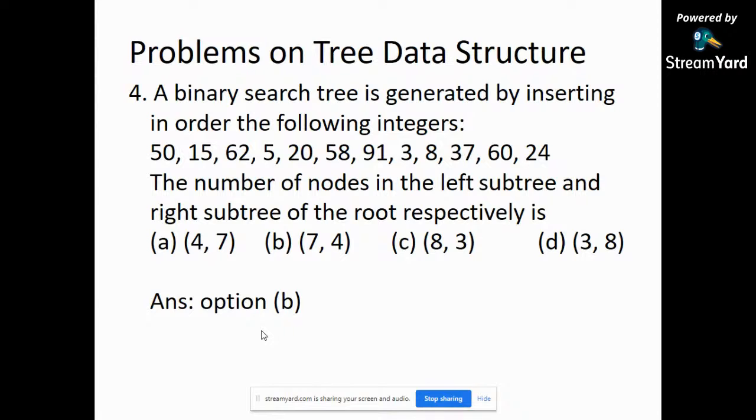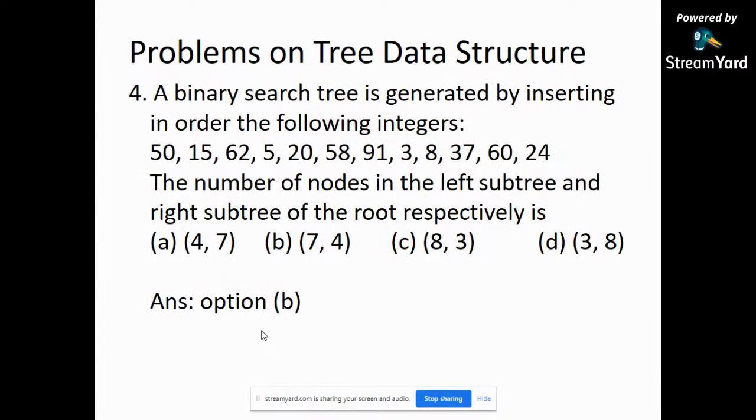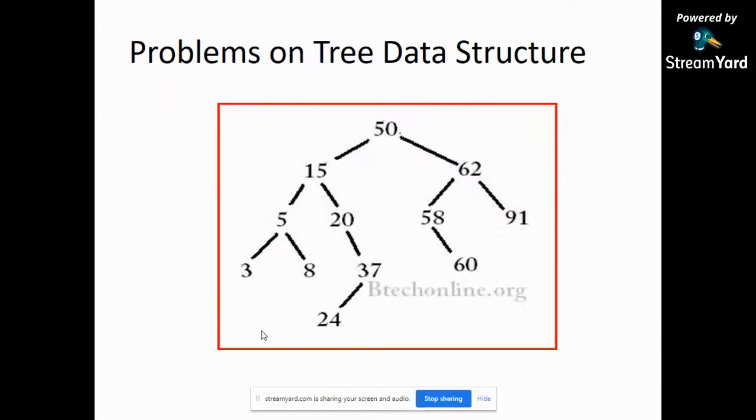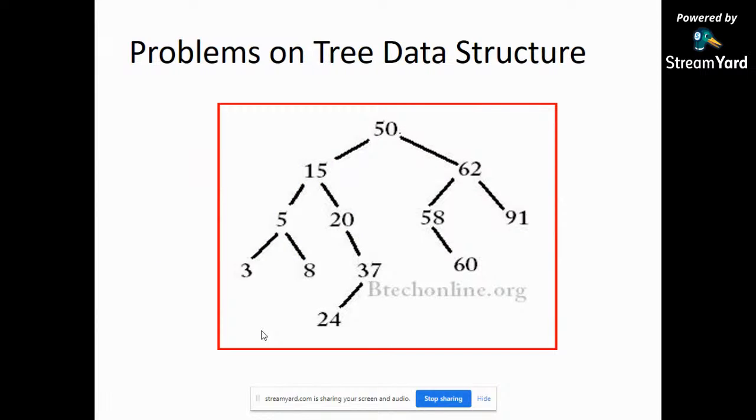After 50 it's 15. 15 is less than 50, so 15 will be in left of 50. Then next is 62. 62 is greater than 50, so it will come in the right of 50. After 62, it's 5. We'll compare 5 with 50. 5 is less than 50, so we'll go to left. Then we'll compare 5 with 15. 5 is less than 15, so again we'll go to left and insert that node there.